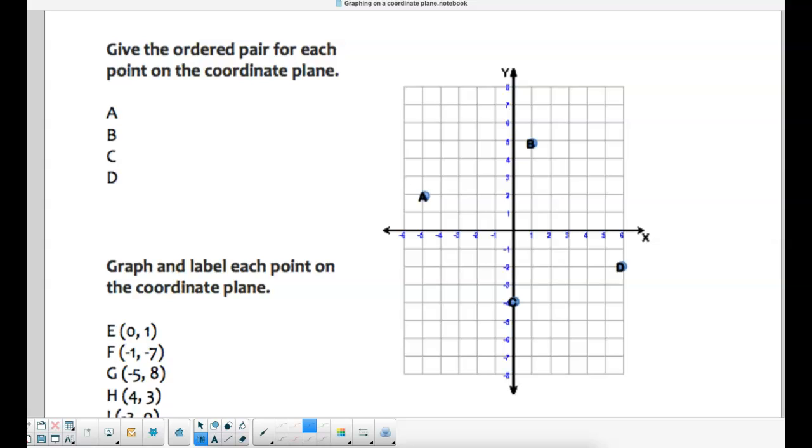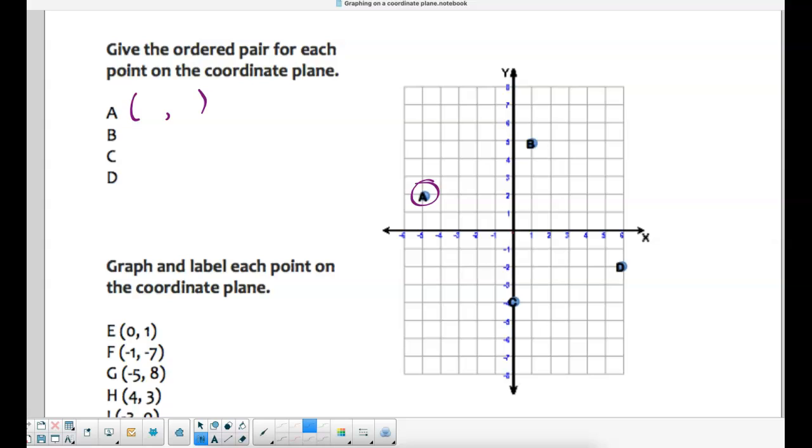Okay, so on the bottom half of the page, the first part says, give the ordered pair for each point on the coordinate plane. The first point is point A. Now, if you're going to give an ordered pair, there are some requirements. There has to be parentheses around it. Some of you like to list the points without the parentheses. You're going to put parentheses around it and a comma in between the numbers.